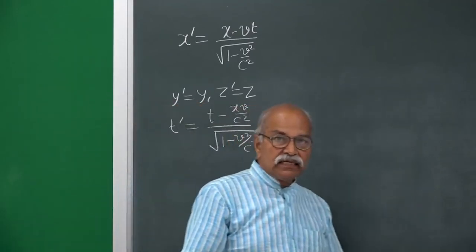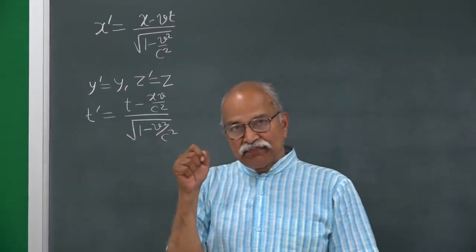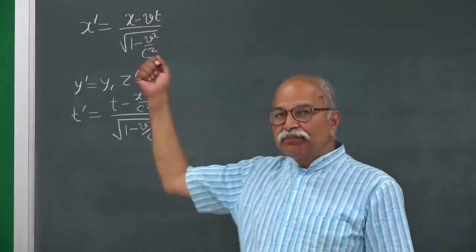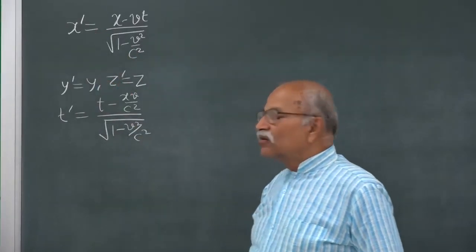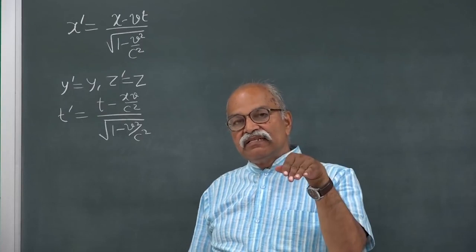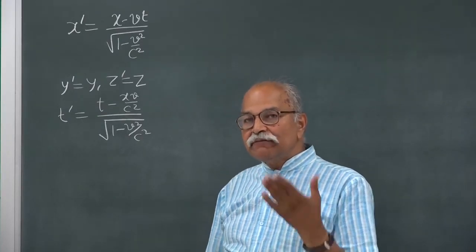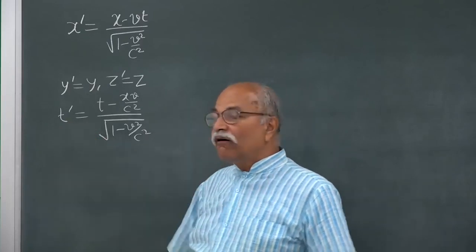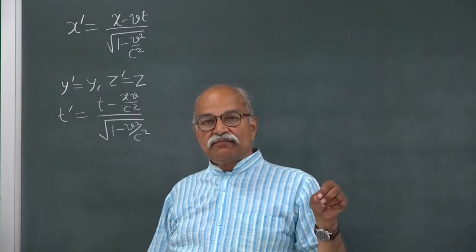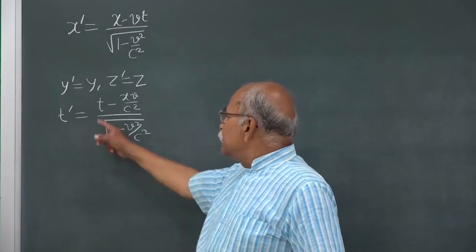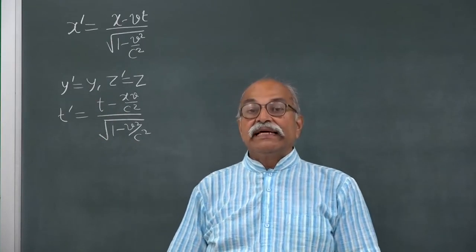Primed coordinates are coordinates of an event in S prime frame, and unprimed quantities here, x, y, z, are coordinates of that same event as seen from S frame. Similarly, t prime is the time of that event as seen from the clocks of frame S prime, and t is the time of that same event as seen from S.